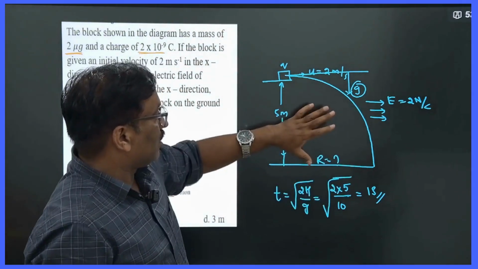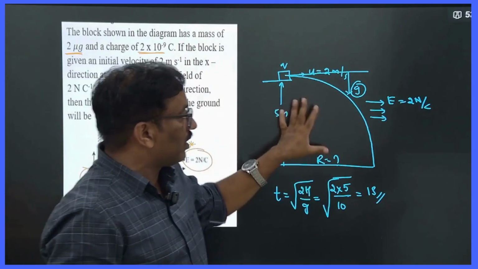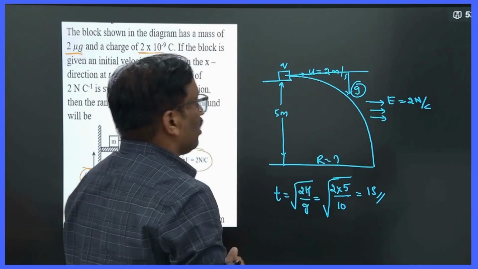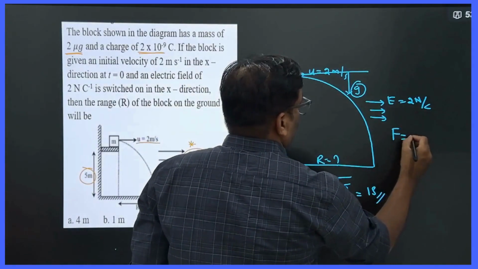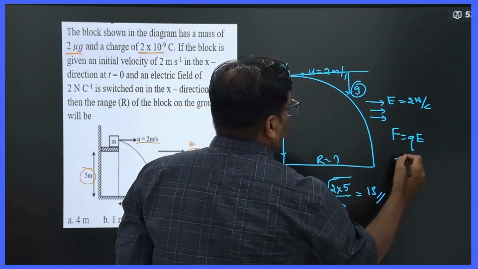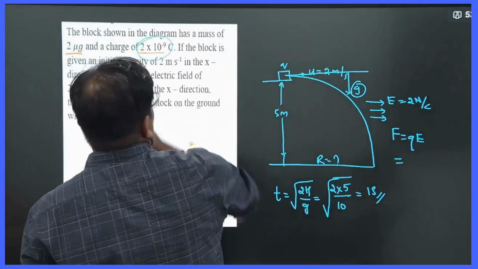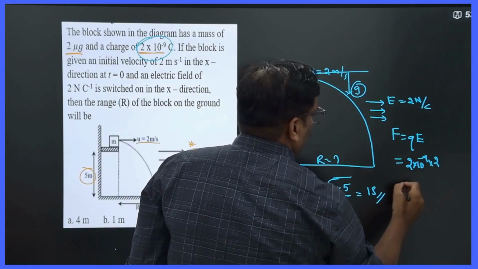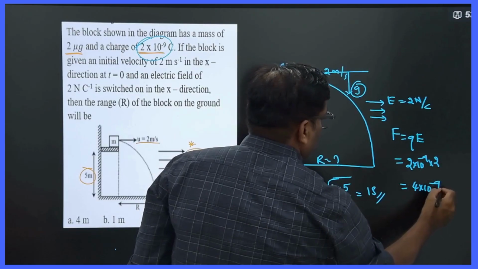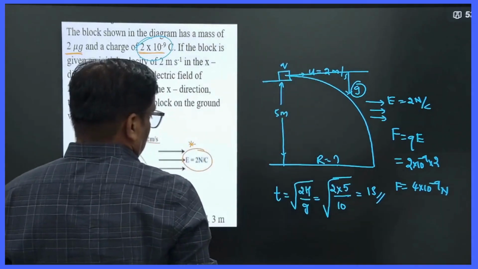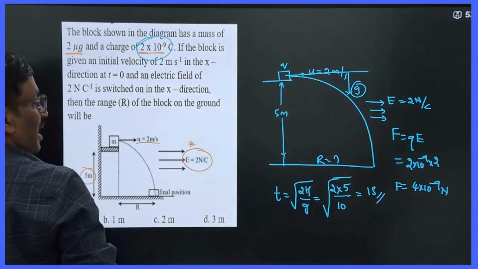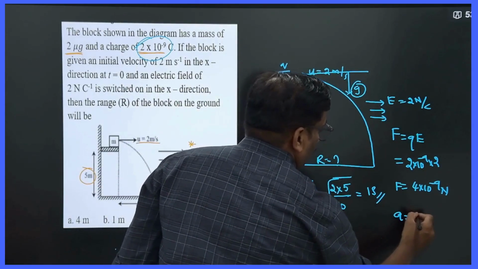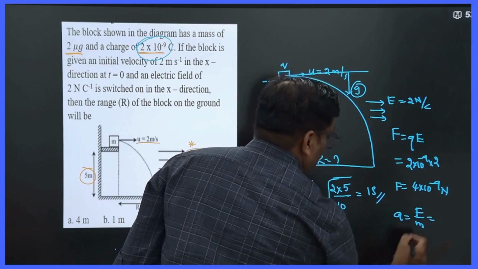In previous questions we discussed, there was no other force on this side. Here there is one more force. What is this force? Force is equal to Q times E. Q, the charge, is 2 into 10 to the power of minus 9, into 2, therefore 4 into 10 to the power of minus 9 newton. This is your force. We want acceleration here. Acceleration is equal to force by mass.